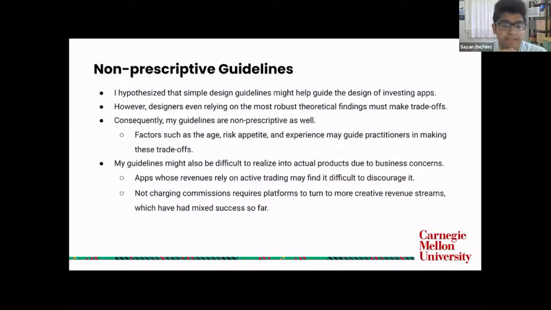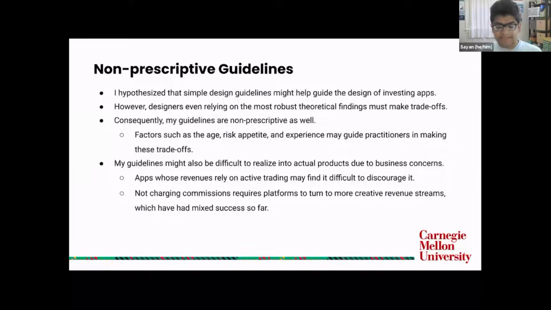One thing to note is that this thesis was inspired by media accounts of retail investors suffering catastrophic harm as a result of poor investments. As such, I hypothesized that simple design guidelines might prevent such failures. However, my research suggests that designers, even relying on the most robust theoretical findings, must make trade-offs. Consequently, my guidelines are non-prescriptive as well. Factors such as the age of the target user, their risk appetite, and prior experience with losses in investing may guide practitioners in making these trade-offs.